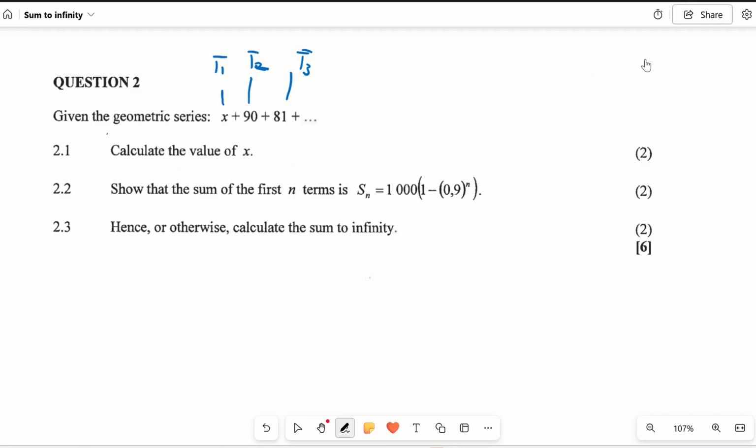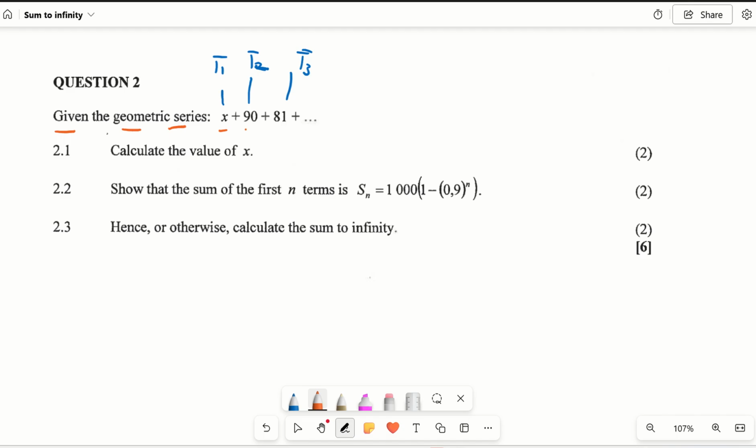Okay, we read the opening statement, we read it to understand. It says, given the geometric series, you already know that the ratio is constant. This is a geometric series: x plus 90 plus 81. Calculate the value of x.